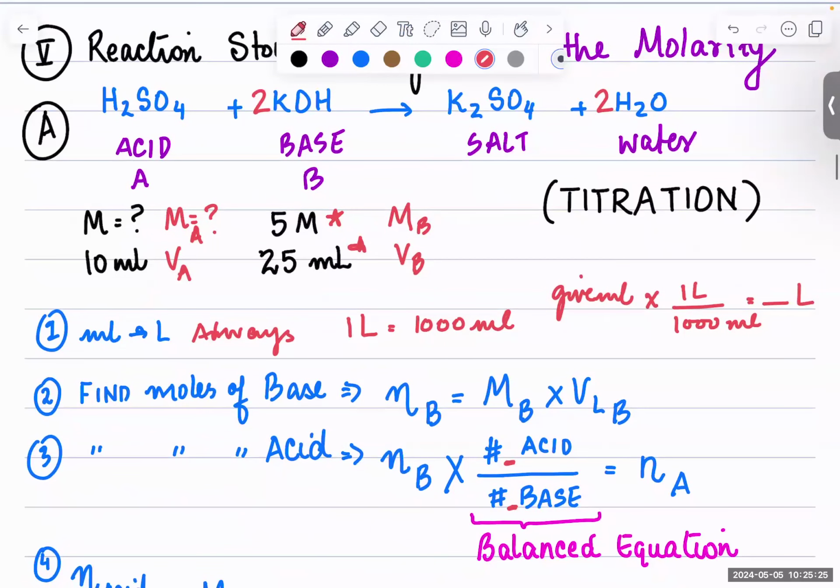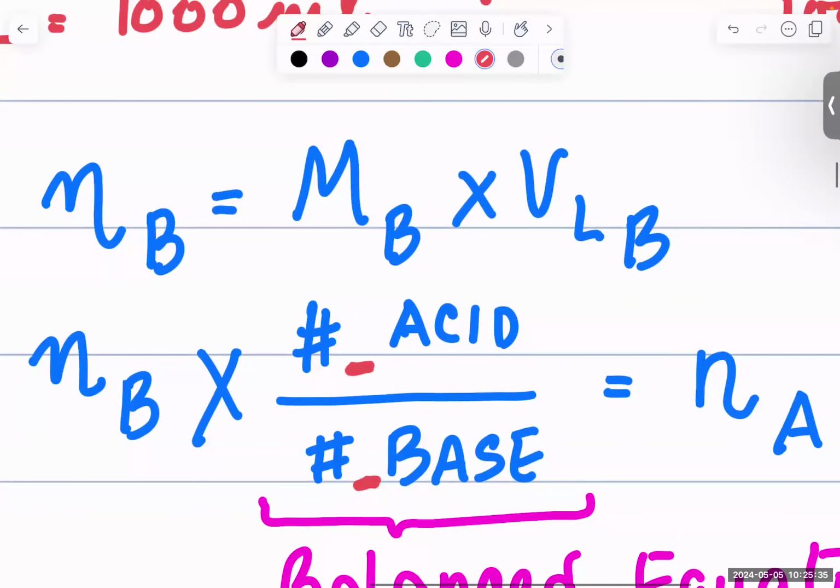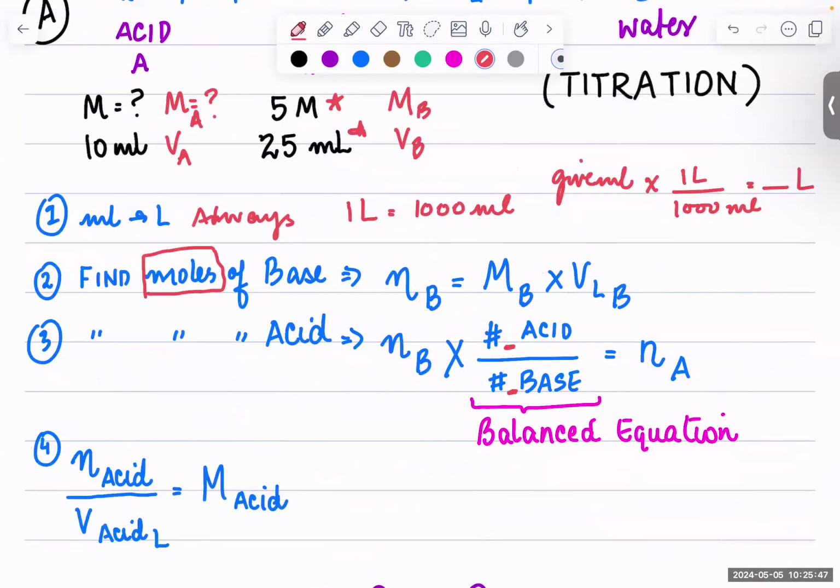Next is find the moles of the base. Everything is about the moles now in stoichiometry. So how do you find the moles of the base? This is the formula. You should write down the scheme on your handout so that you can just follow the scheme. The number of moles is equal to molarity times the volume in liters. Okay, so this will give you the moles of the base.